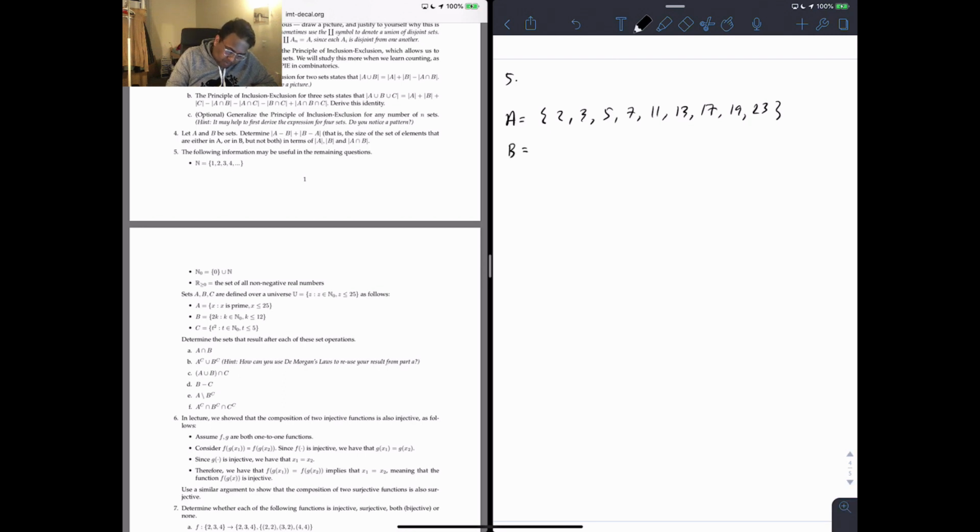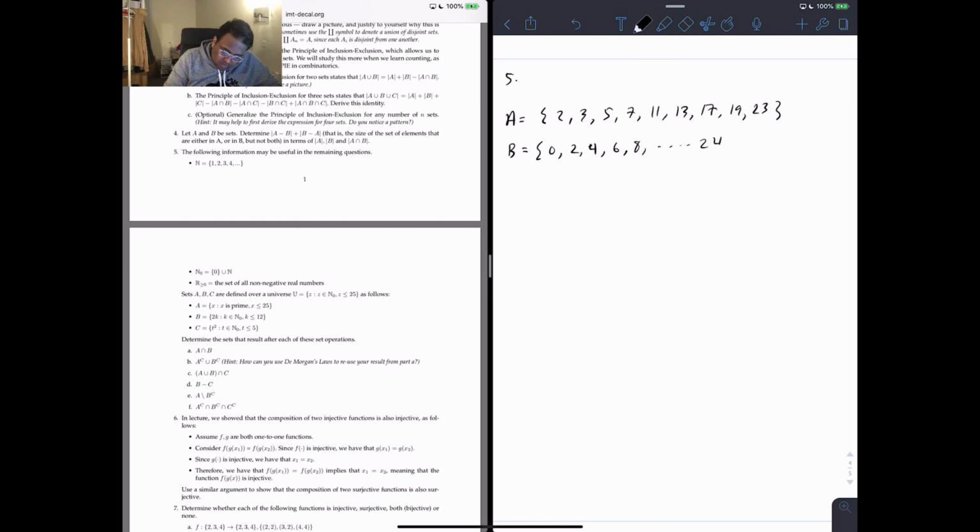B is the set of all numbers that look of the form 2k, where k is a natural number less than or equal to 12. Well, so all the natural numbers less than or equal to 12 are 0, 1, 2, 3, 4, all the way until 12, and we're doubling that because we have 2k, so our list looks like 0, 2, 4, 6, 8, all the way until 24.